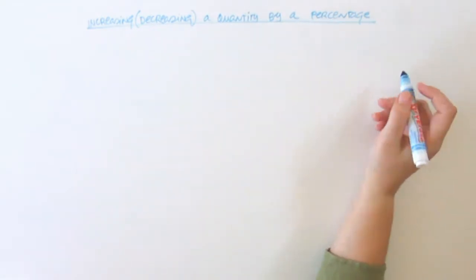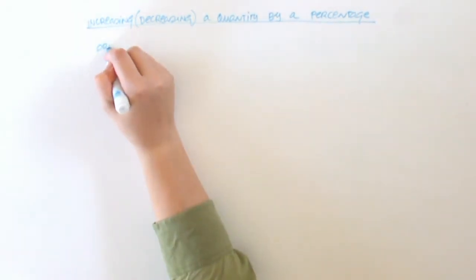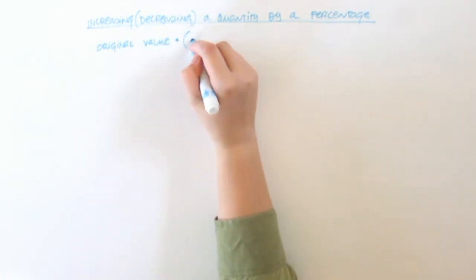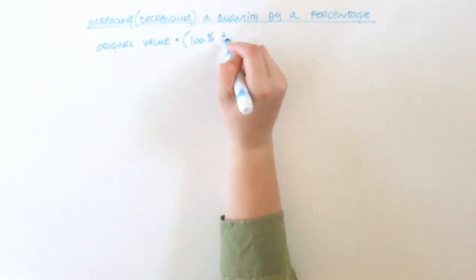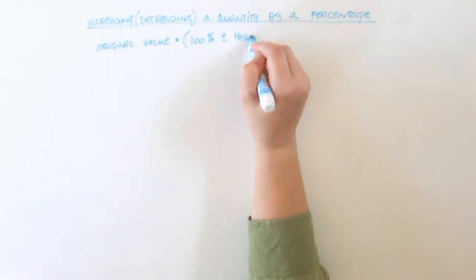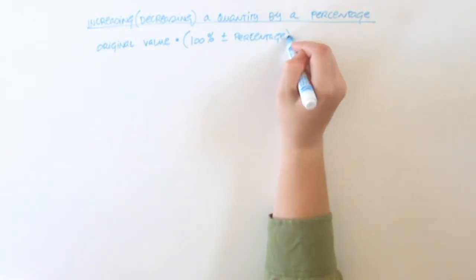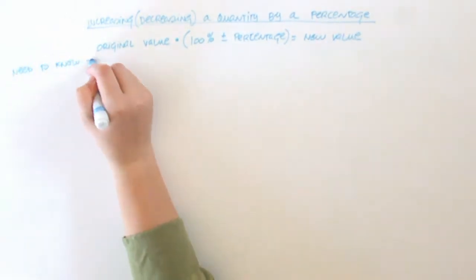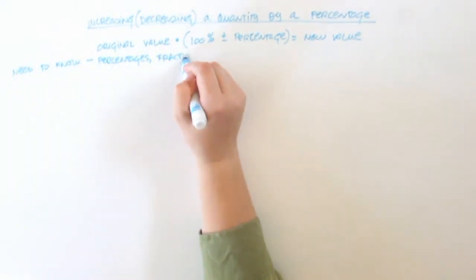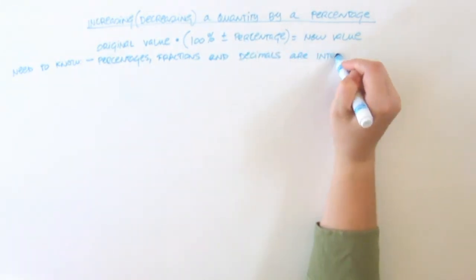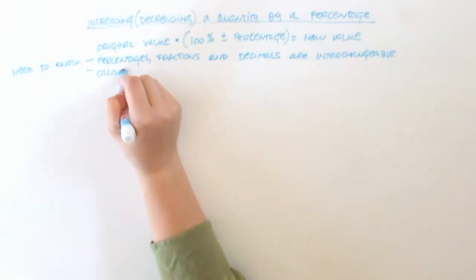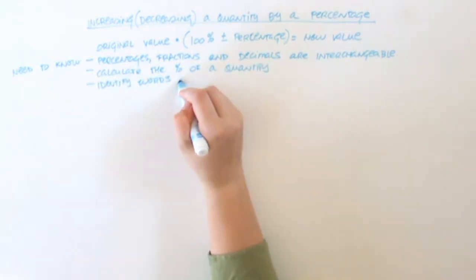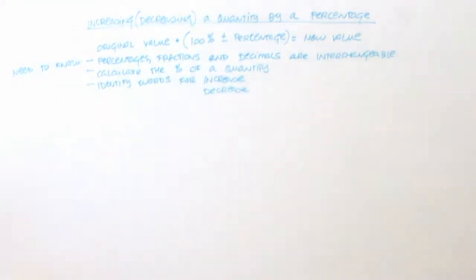Now remember that when you increase by a percentage, you are multiplying the original value by 100% plus the increase or decrease, and that will equal the new value. So before you do that, you need to know that percentages, fractions, and decimals are interchangeable. You need to know how to calculate the percentage of a quantity and to identify words for increase or decrease, so you know which one you need.